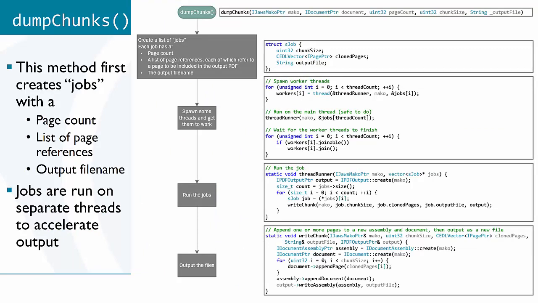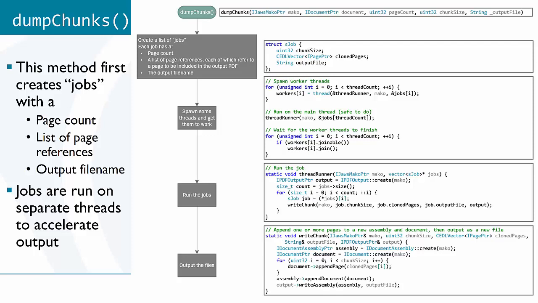The dump chunks method is responsible for actually writing out the separate PDFs. A chunk is the range of pages from the source document that must be copied to the target split PDF. The method begins by creating an array of jobs. The code to do this is not shown here, but it simply iterates through the source document, creating a new job for each chunk. References to the pages that need to be copied for a given split, say pages 1 to 10, 11 to 20, 21 to 30, and so on, are added to the array cloned pages for a given job. When this process is finished, there is a job defined for every split PDF.